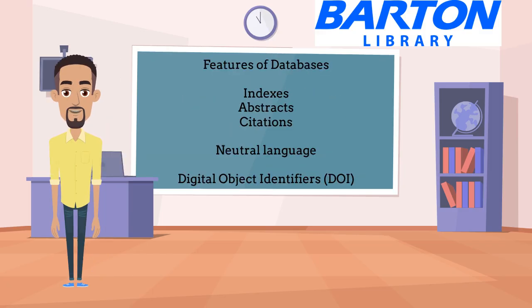Some features of databases include indexes, abstracts, and citations. We've already talked about these. Neutral language avoids references to particular gender or sex. Digital object identifiers, or DOI, are names, typically character strings, that digitally identify an object, be it physical, digital, or abstract. Put simply, they help a database keep track of the object.